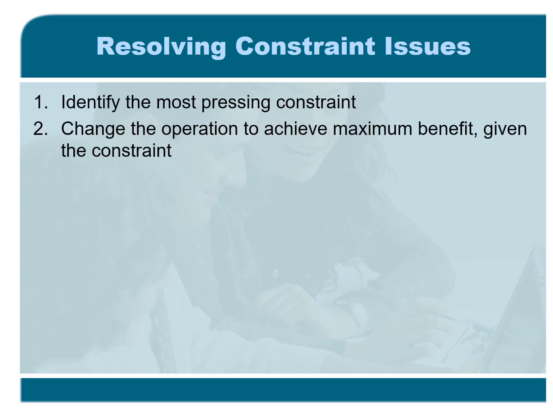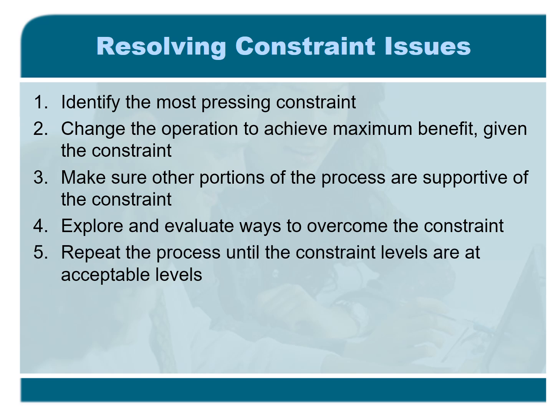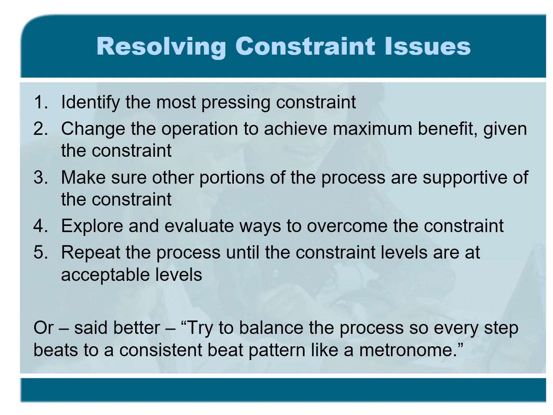Resolving these: identify the most pressing constraint. Change the operation to achieve the maximum benefit given the constraint. Make sure other portions of the process are supportive of that constraint. Explore and evaluate ways to overcome the constraint. And repeat the process until the constraint levels are down to an acceptable level. Or said better, try to balance the process so every step beats to a consistent beat pattern, much like a metronome. 30 seconds, 29 seconds, 30 seconds, 31 seconds, 29, and so forth. Not 30, 45, 22, and 60. That's irregular.